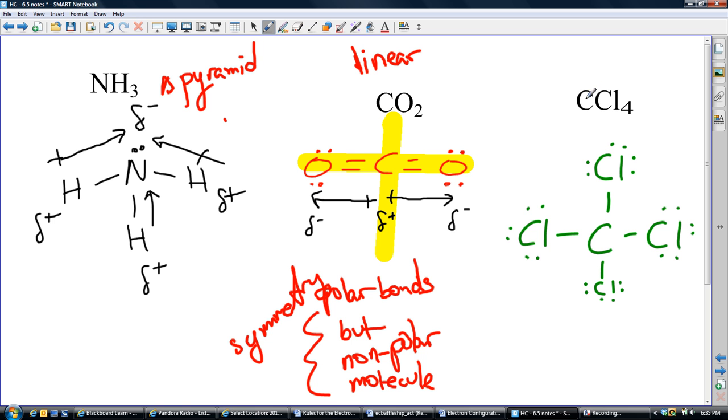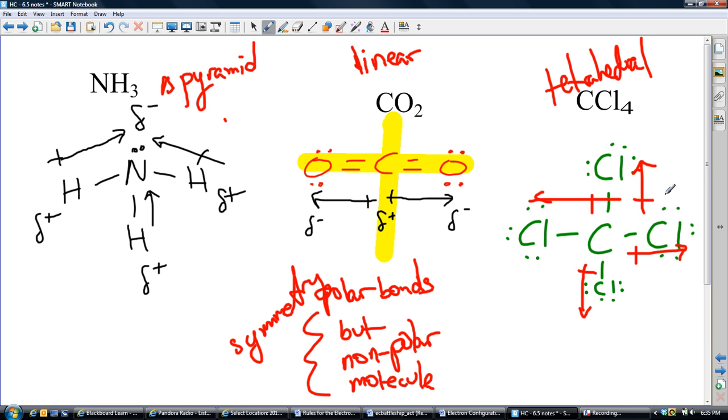So look at carbon tetrachloride, CCl4. Again, we've obviously got four very distinct polar bonds, but all four of them are symmetrical. This is a tetrahedral. So if they're all four symmetrical, this is a non-polar molecule. So that's the thing you've got to understand here. There can be polar bonds, but that does not necessarily mean it is a polar structure.